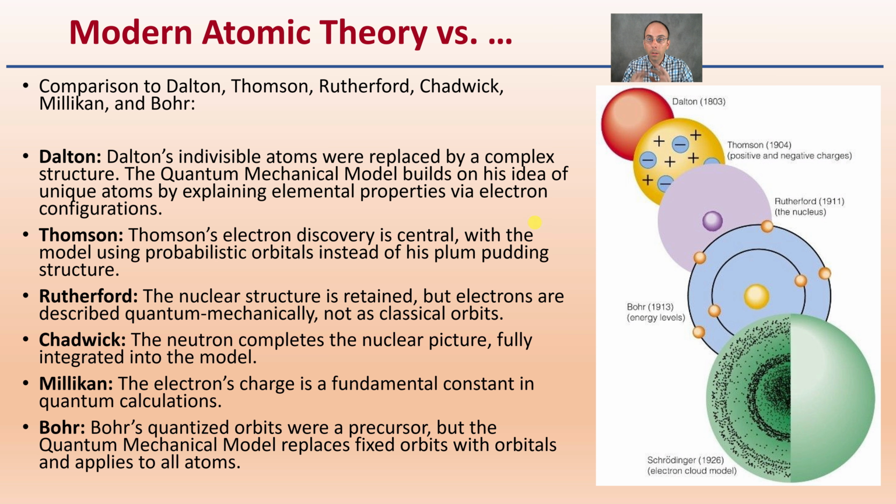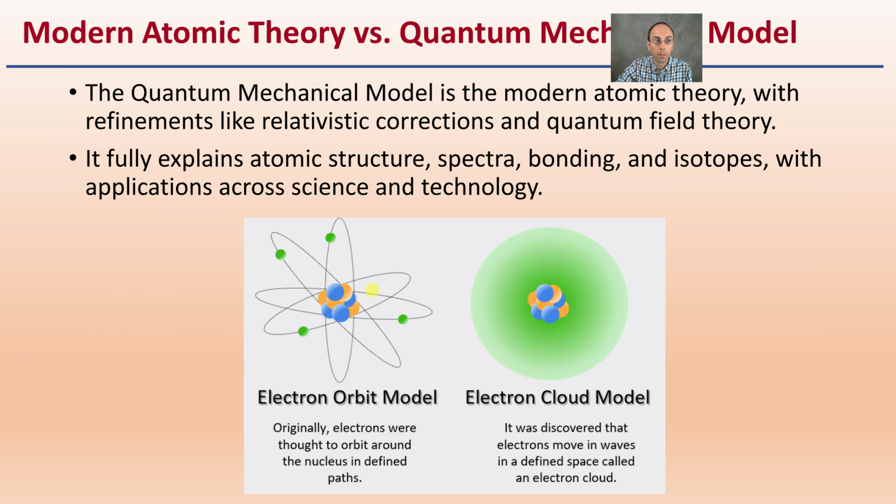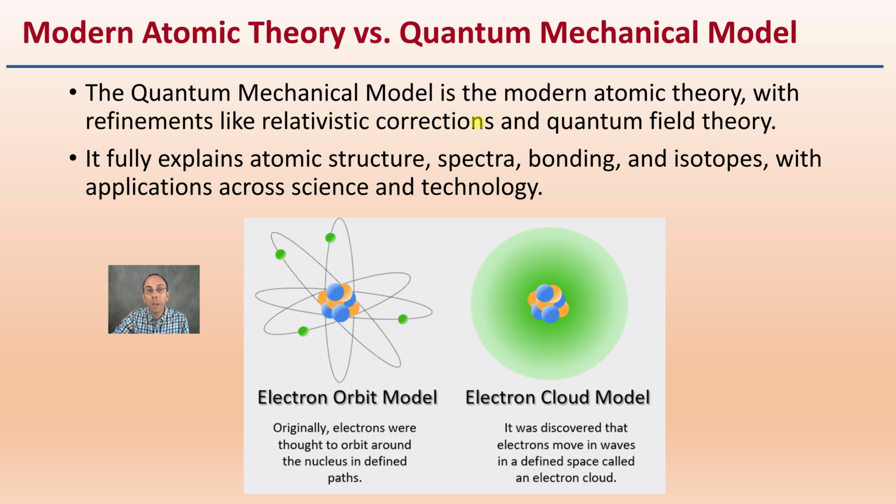Rutherford's nuclear structure was retained here, with that small dense nucleus and those electrons around the outside. Chadwick's neutron completes the nuclear picture, fully integrating into this model and also accounting for the full mass of the atom. Millikan's electron charge was fundamental for these calculations, and Bohr's orbits were the precursor to the quantum mechanical model. While we did replace those orbits, there's still a great way to initially understand atoms as we start to progress to this modern model.